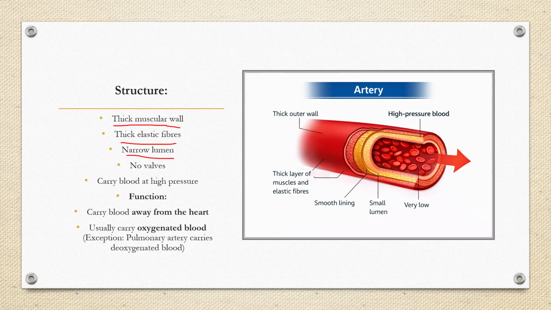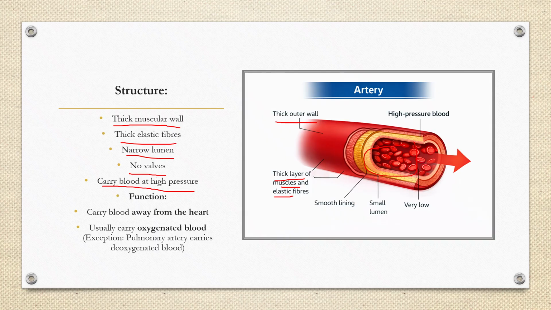What do you mean by lumen? Lumen is the empty space inside the artery, this one. Arteries carry blood at a high pressure. So students, look at this picture. This artery has a thick outer wall, a thick layer of muscles and elastic fibers, and a small lumen. And we can feel a pulse at the artery. So in the artery there is a high pressure of blood.